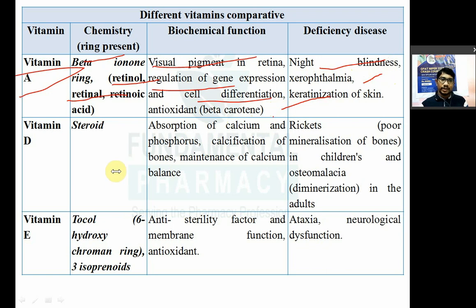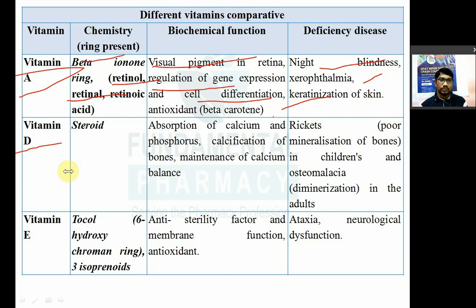Right? Vitamin D is cholecalciferol. Vitamin D has several forms: ergosterol, 7-dehydrocholesterol known as provitamin D3, 25-hydroxycholecalciferol known as calcidiol, and 1,25-dihydroxycholecalciferol known as calcitriol.